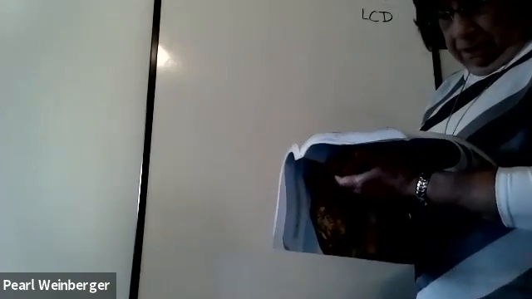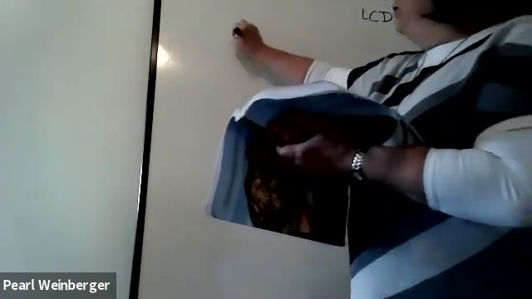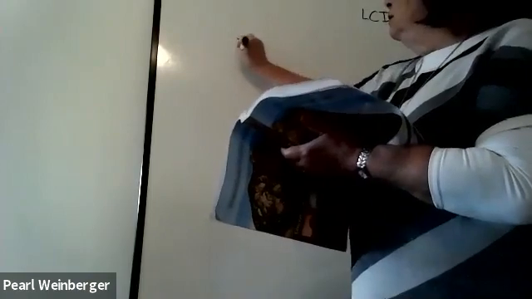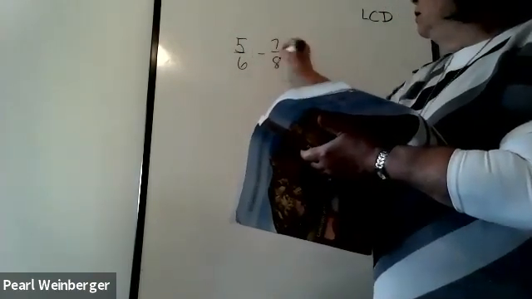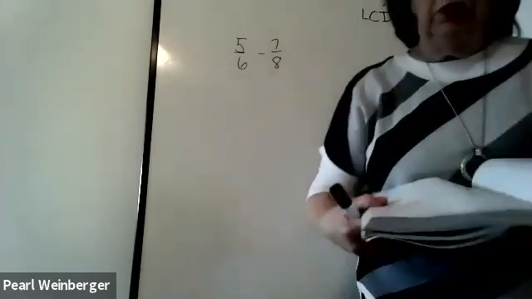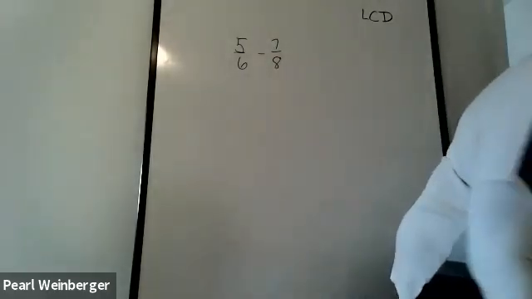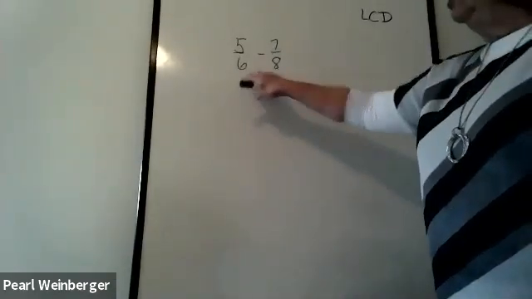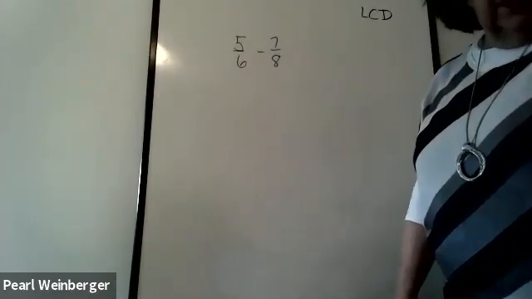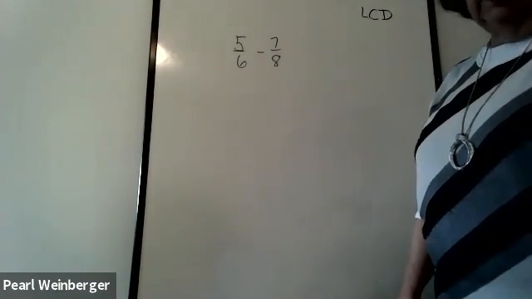So let's say I had 5/6 minus 7/8. Suppose I want to subtract the two fractions, but the two fractions don't have the same denominator. We do not have a common denominator.